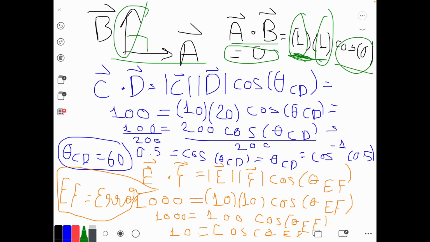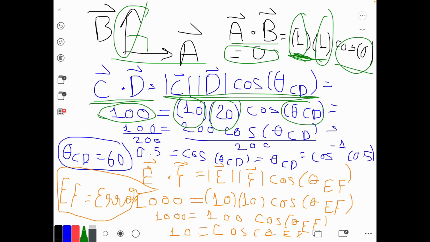Now we have the next question, which is the dot product of vectors C and D, which is equal to vector C times vector D times the cosine of the angle between them. We have 100 for the dot product, 10 for vector C and 20 for vector D, times the cosine of the angle between them. Now we have to find out what the angle is. We put 100 in the equation, and we get 200 on this side times the cosine of the angle of C and D. Then we divide the whole thing by 200 to get 0.5, or 1/2, for the cosine of the angle of C and D.